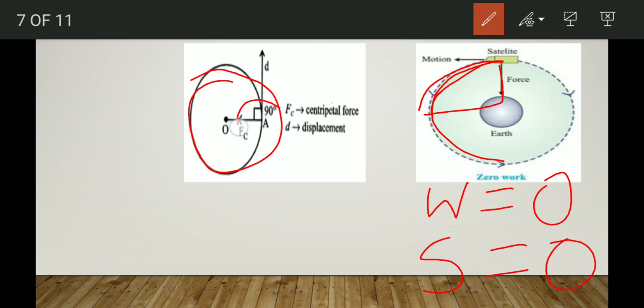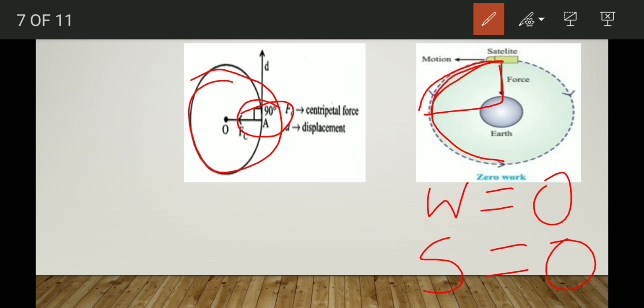at every point the angle between force and displacement is 90. So it doesn't matter whether it covers half of the distance or 1/4 of the distance, work done in a circular path is always 0. However, there is one more situation when work will be 0.